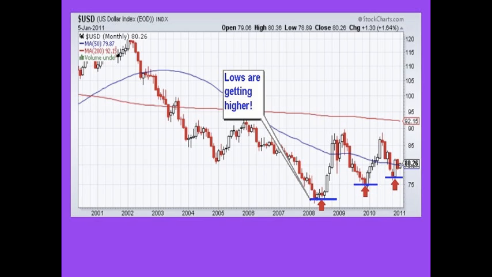But in order for us to consider this a major reversal, we'd like to see us take out the 200-month moving average indicated by the red line at about 92. Once we do that, we can look for further evidence to consider whether or not the dollar is actually going to break out or continue on with its downward trend.